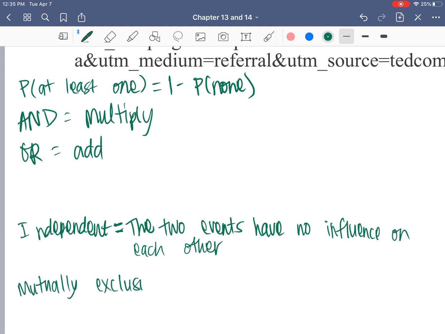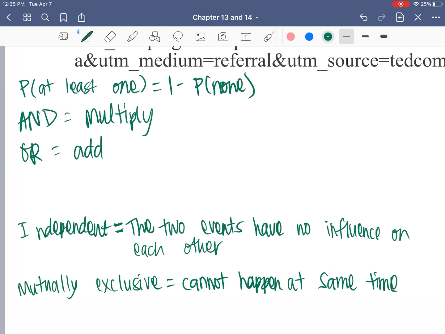And mutually exclusive means cannot happen at the same time. You cannot draw one card out of a deck and get both an ace and a jack. So that's mutually exclusive. That's really the main points from this chapter.